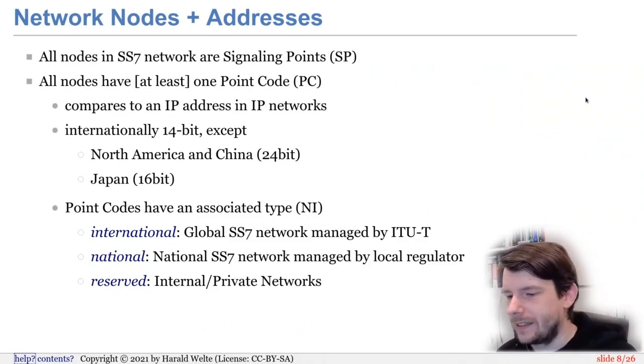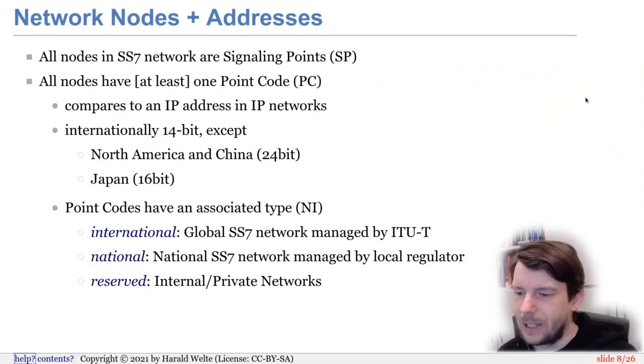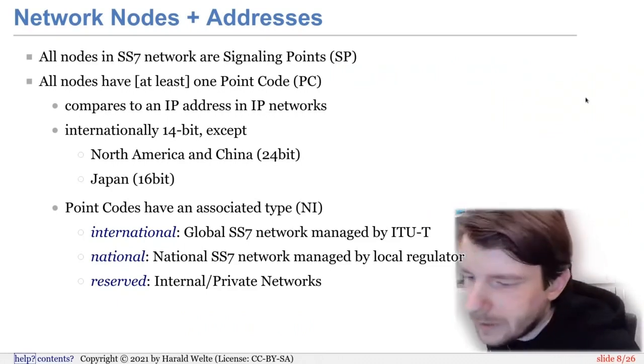In SS7, it's different. The indication of what type of point code this is is separate and is next to the address. So we talk about the international format, ITU format, 14-bit. You have a full 14 bits for international point codes and another 14 bits for national point codes in every nation. And then you have additional 14-bit addresses for internal or private networks. They are not divided inline like IP addresses, but there's an external property that indicates what type of point code a point code is, whether it's international or national. And there's no direct routing between those different point codes.